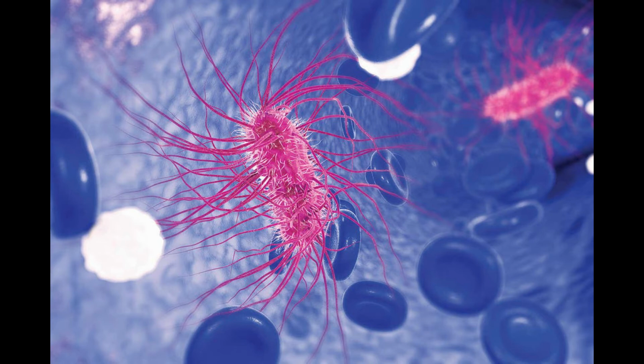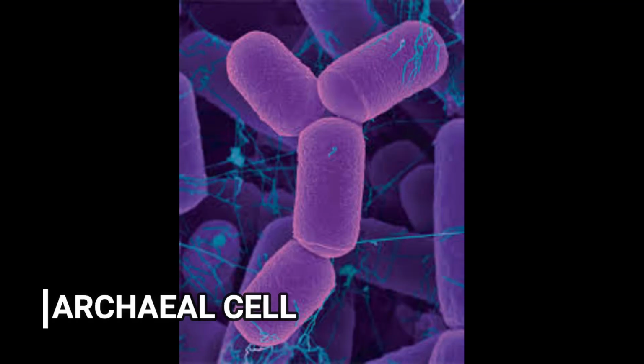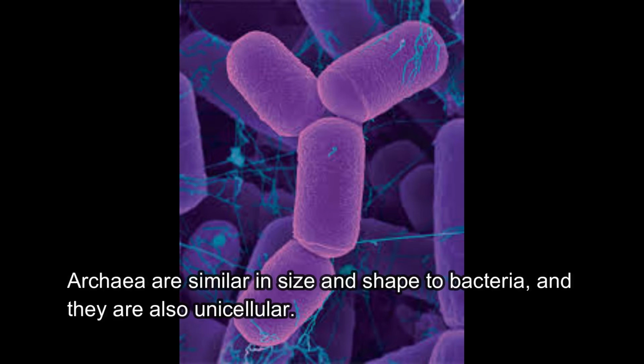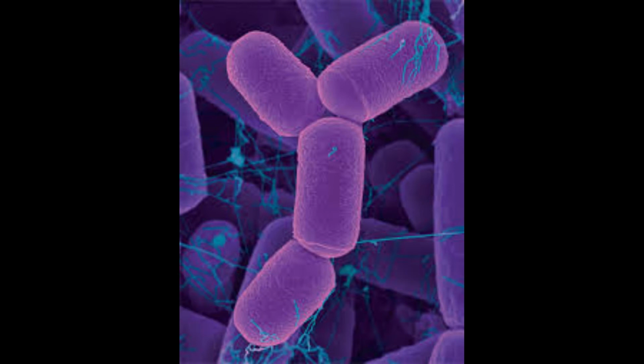The next example of a prokaryotic cell is the archaeal cell. What is the archaeal cell? Archaea are similar in size and shape to bacteria, and they are also unicellular. Since bacteria and archaea are the two types of prokaryotes, this means that all prokaryotes are unicellular.